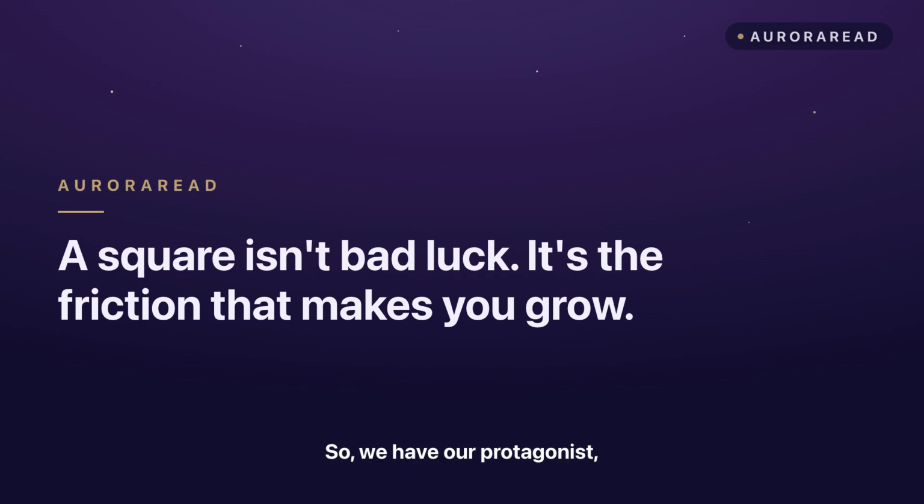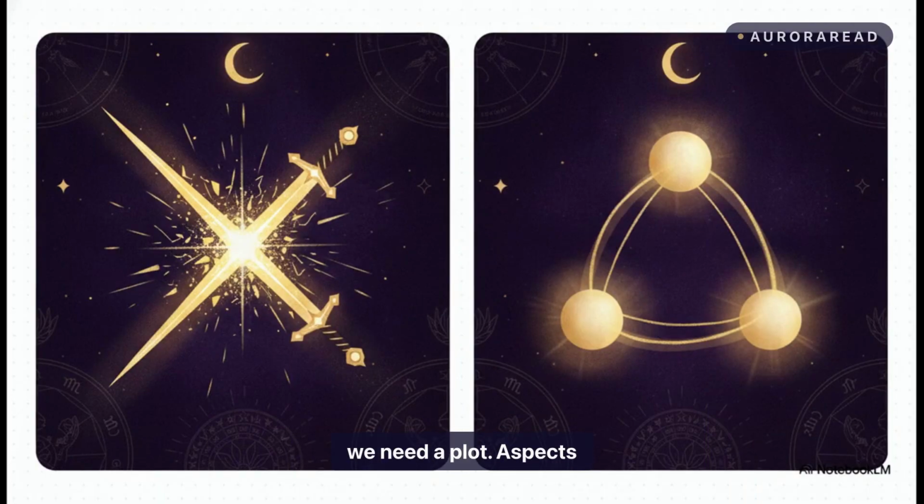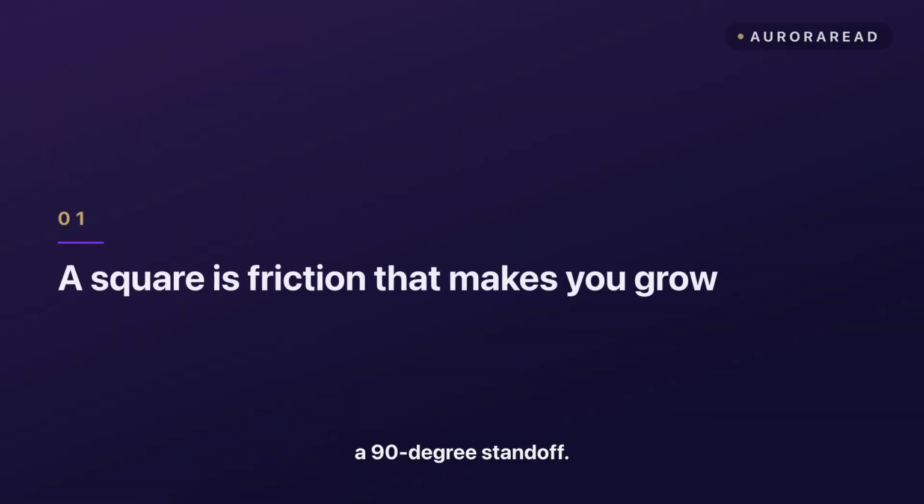We have our protagonist, we have our actors, and we have our sets. Now, we need a plot. Aspects are simply the geometric angles that the planets make to each other on the wheel. They create all the tension and chemistry of the story. A square, for instance, is a 90-degree standoff. It represents challenging friction between two parts of your life that actively pushes you to grow.